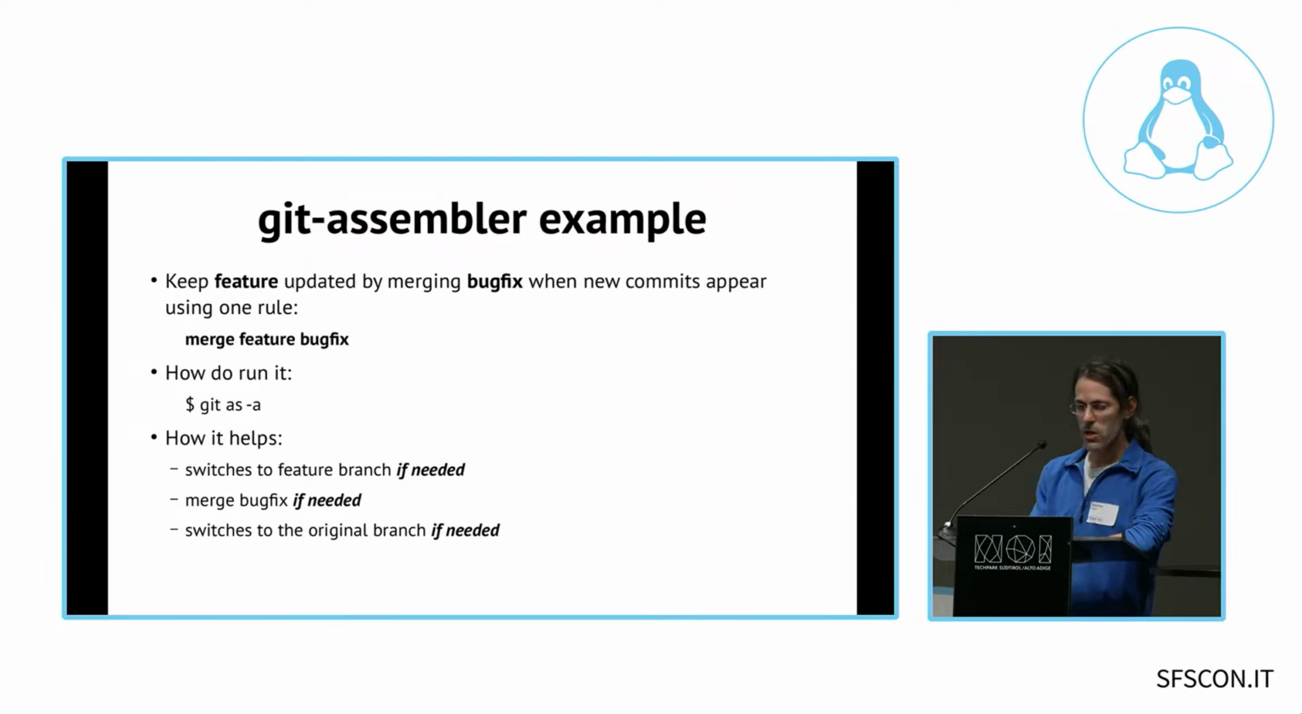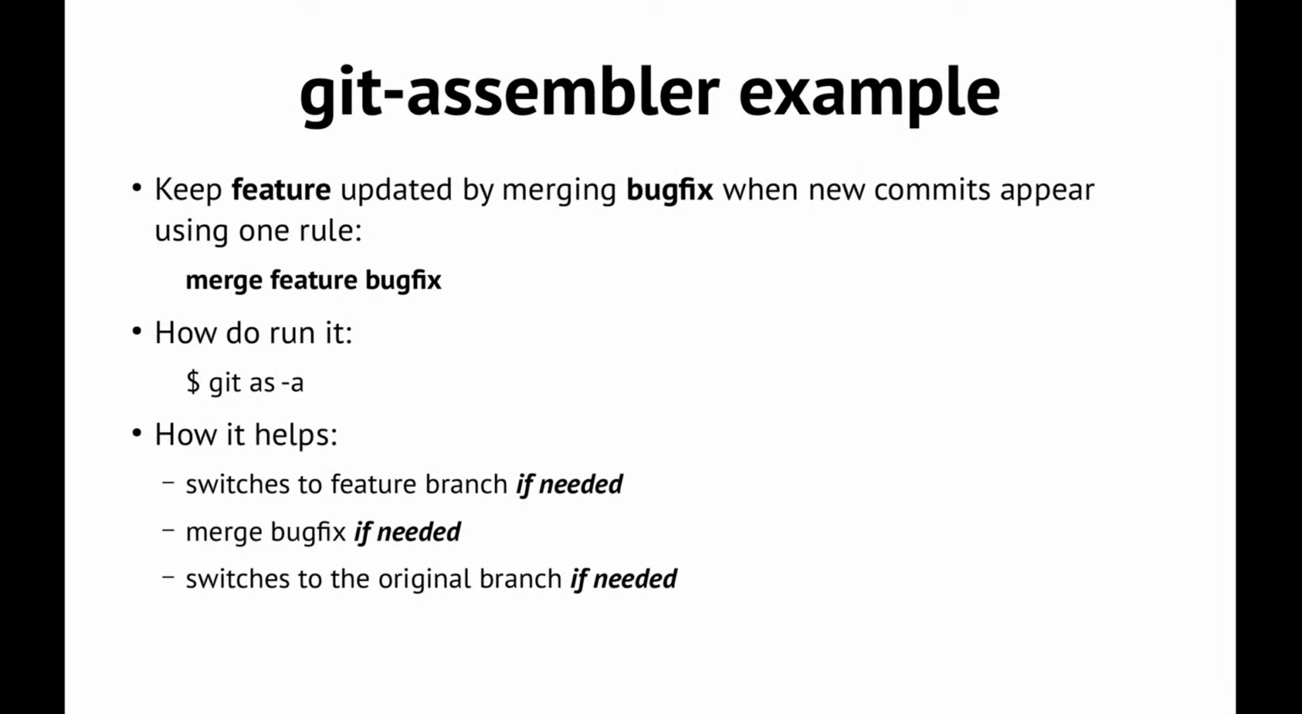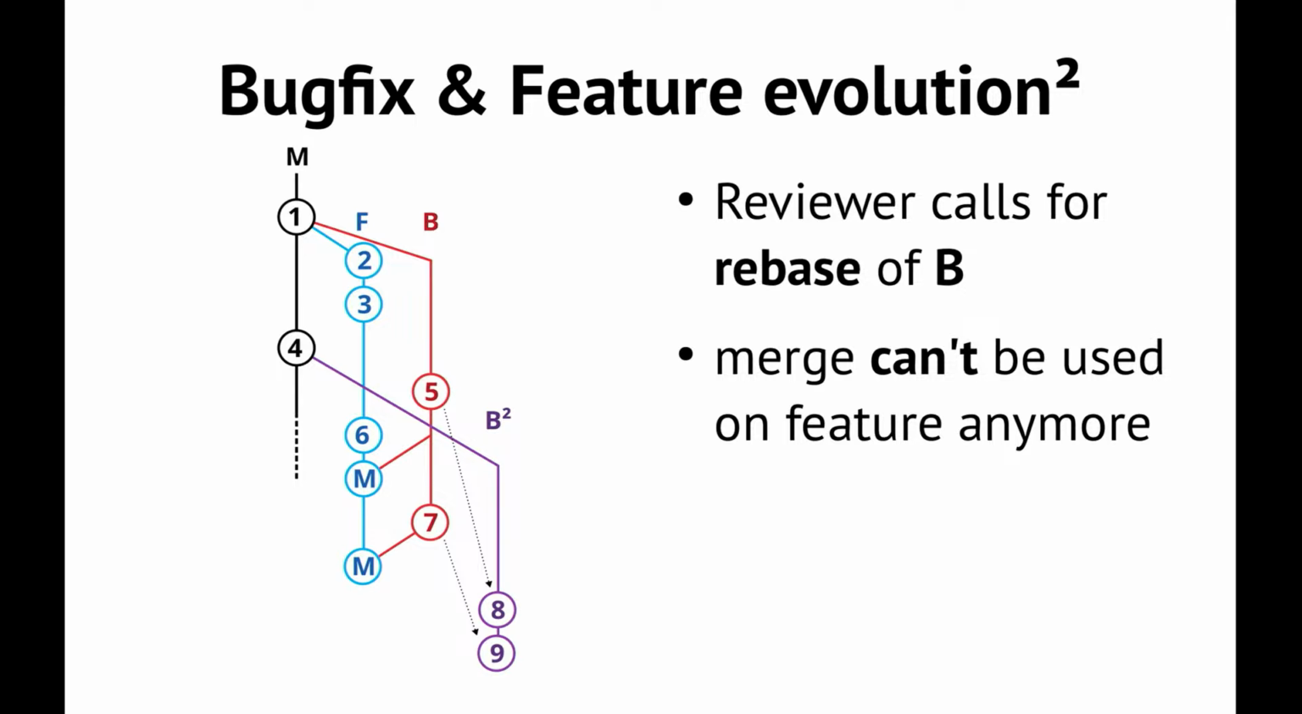So to give you an example, let's imagine the case from before. You have these two branches, feature and bug fix, and you know that they are going to evolve, and you want to keep merging bug fix into feature. One example script using Git assembler would be to say merge, then the target branch, which is feature, and then the bug fix. And then Git assembler will essentially merge bug fix into feature every time feature is updated. It's very simple. If you consider this as a lone example, you would say, OK, I can still do this by hand, and you definitely could. It gets more interesting, of course, if you have something different.